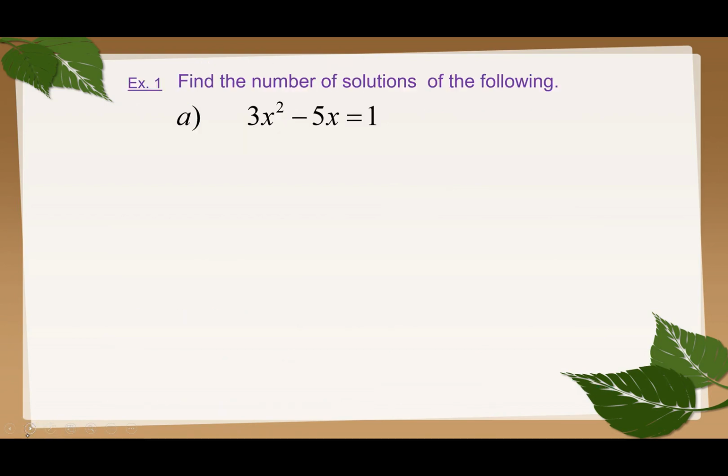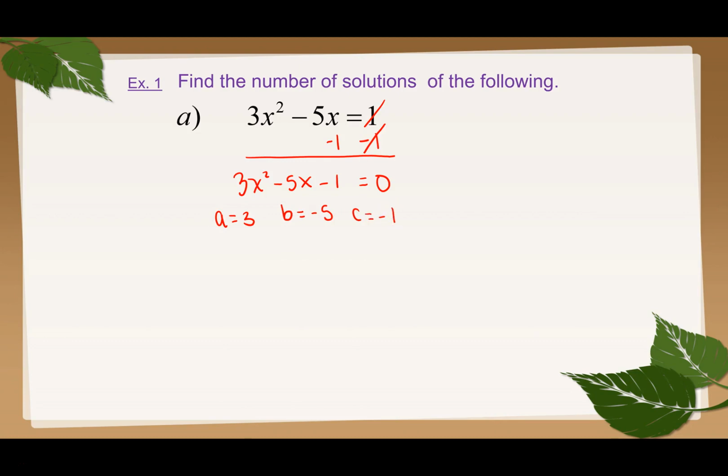So example 1 says find the number of solutions of the following. Well, the first step is going to be to set that equal to 0. So I'm going to subtract 1 from both sides. The 1 minus 1 cancels, and I am left with 0. I'm going to rewrite this as 3x squared minus 5x minus 1. I can't combine the minus 1 with either of these 2 terms because they're unlike terms. One's an x squared, one's an x, and one's a number. Now we can identify that a is equal to 3, b is equal to -5, and c is equal to -1.